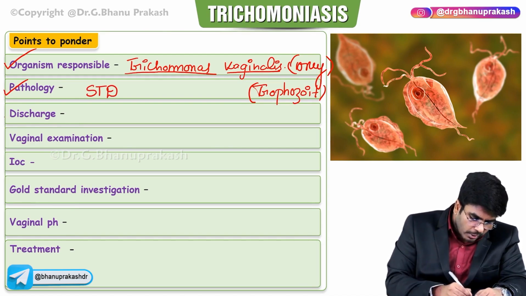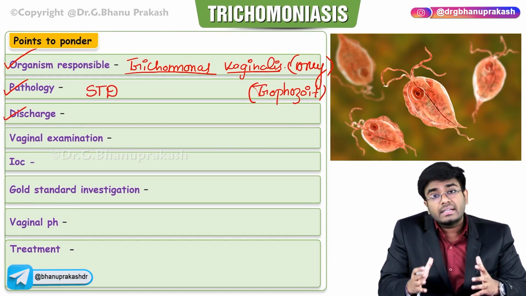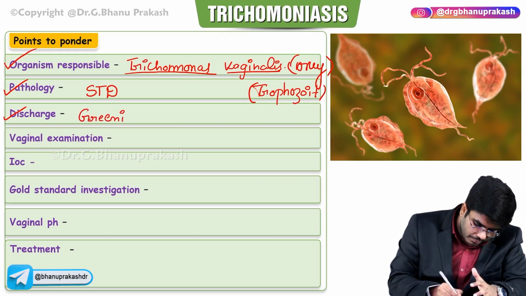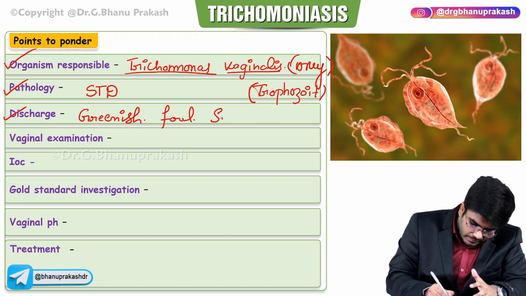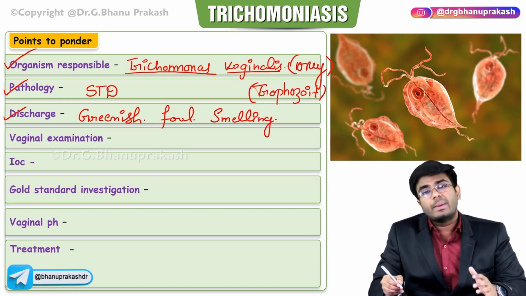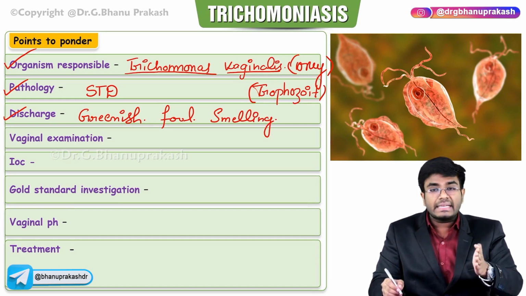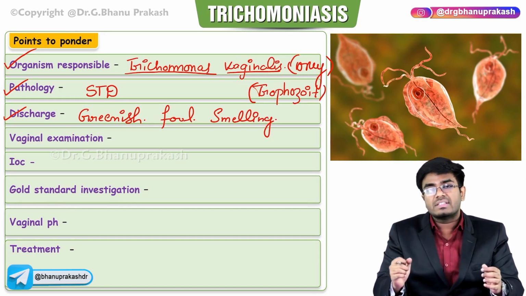Okay, very good. Now what about the discharge? What are the characteristics of the discharge? The discharge is greenish in color, foul smelling. Greenish, foul smelling discharge. What about the discharge of bacterial vaginosis? It is milky white grayish discharge. Milky white grayish homogeneous non-viscous discharge.